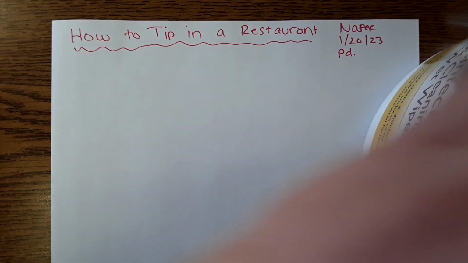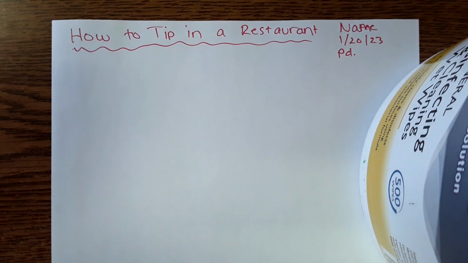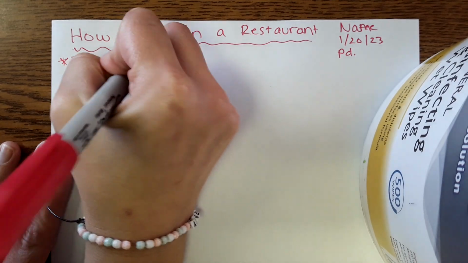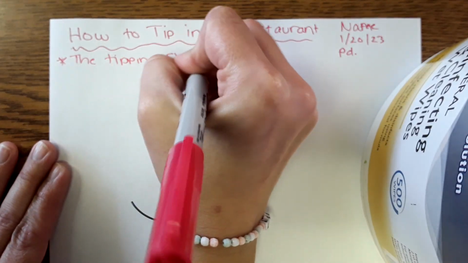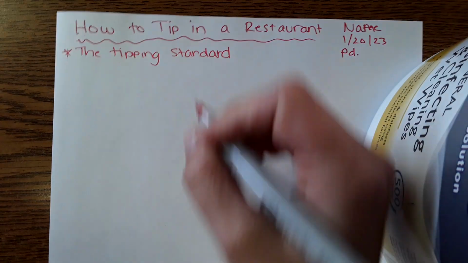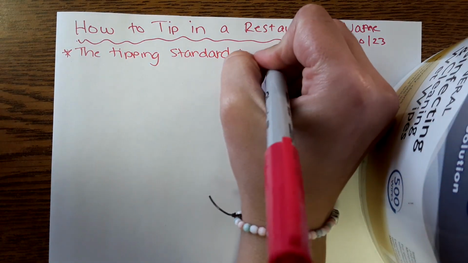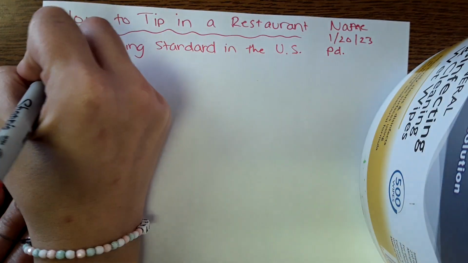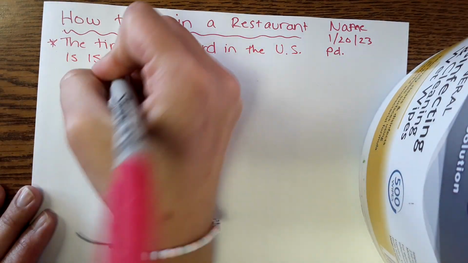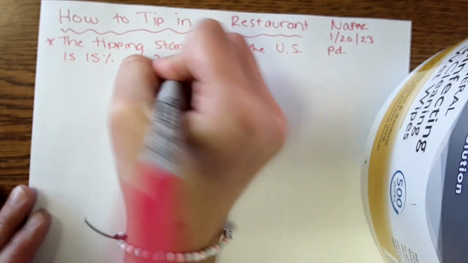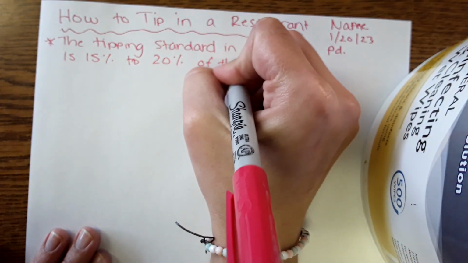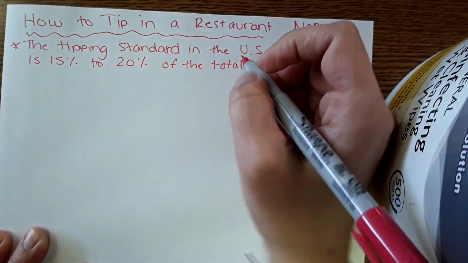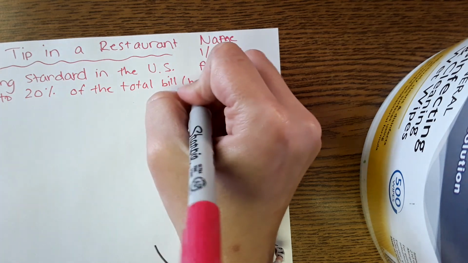Just a note, the tipping standard in the US is 15 to 20%. So just write that. The tipping standard in the US, United States, is 15% to 20% of the total bill. And that's usually before sales tax.